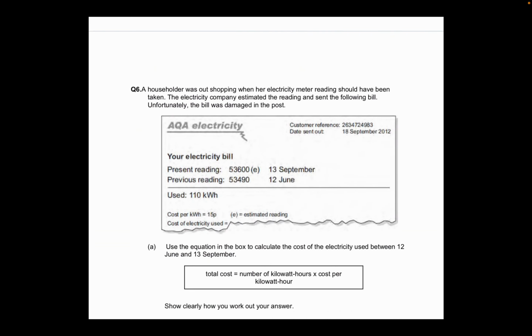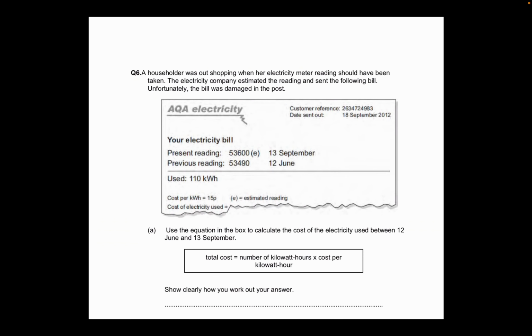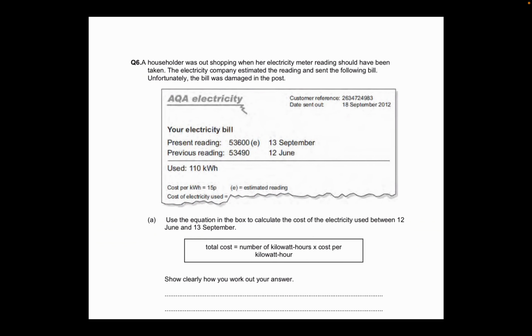The next question is a big question. This is more of a calculation for AQA electricity. I'm not going to read this question, you can read it on your own, but I'm just going to go to the equation parts of this. Use the equation in the box to calculate the cost of the electricity used between 12 June and 13 September. You have to show clearly how you worked out your answer. So we have to find out the number of kilowatt hours.